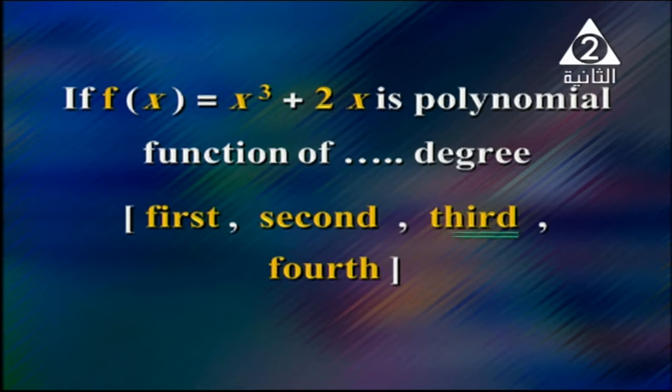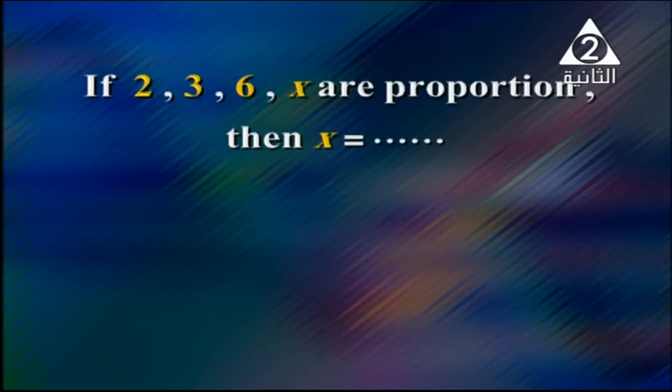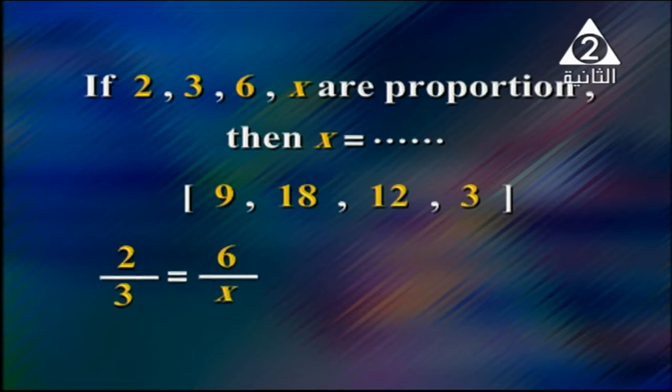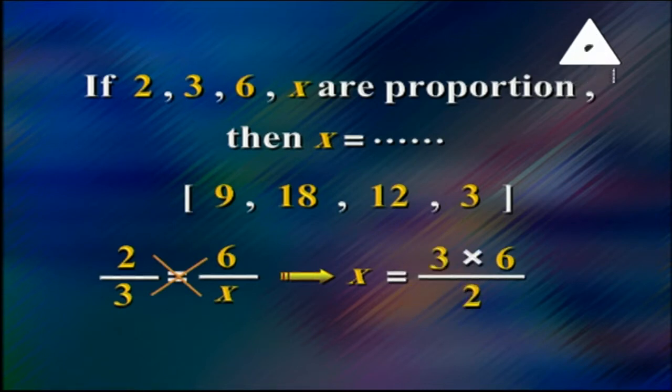Another example, if 2, 3, 6, and x are in proportion, then x equals what? Is it 9, 18, 12, or 3? First of all, as they are in proportion, we can say that 2 over 3 equals 6 over x. And then by making cross multiplication, you are going to find the value of x as 3 multiplied by 6 over 2 to obtain a result as 9, which is the first choice.